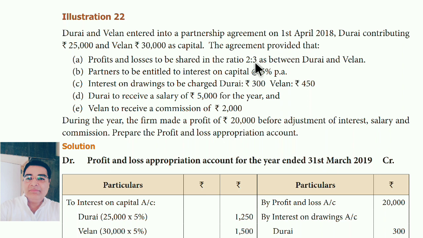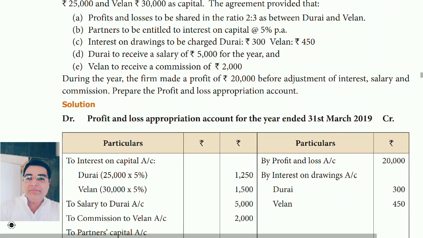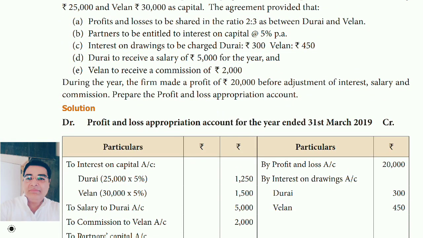2 plus 3 is 5. See the last line of this question. It is clearly mentioned: prepare the profit and loss appropriation account. In this sum, they didn't ask you to pass the journal entry. They asked to prepare only the profit and loss appropriation account. So it is a very easy sum. See here, first one, partners are entitled to interest on capital at 5%.